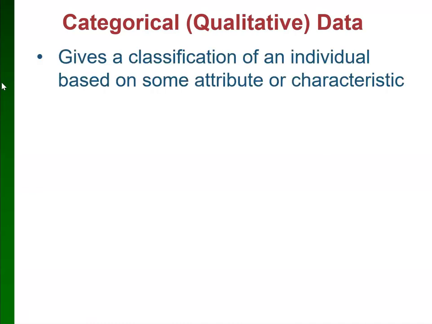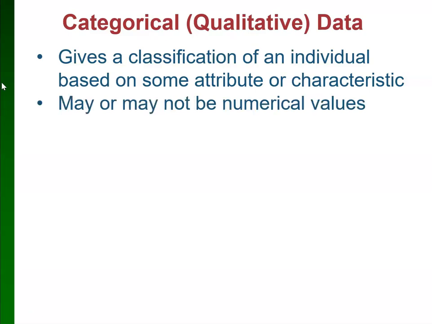The other type of data is categorical. In some places, you'll see this called qualitative. This type of data gives a classification of an individual based on some attribute or characteristic. The important thing here is that it gives us a classification. In other words, it divides data into categories. These may or may not be numerical values.